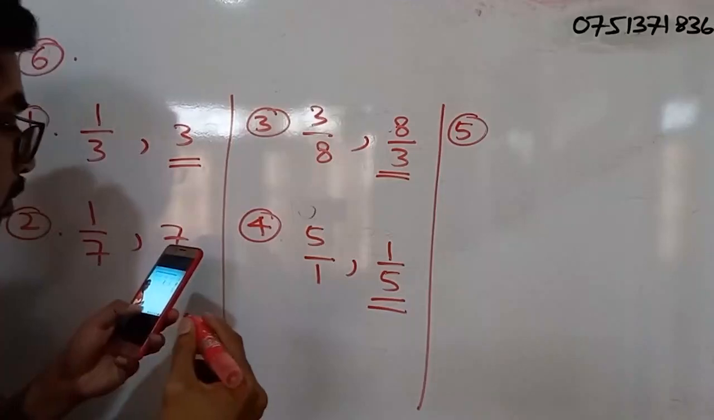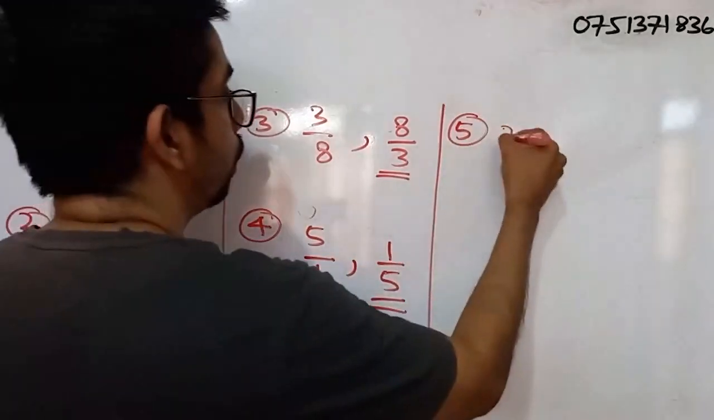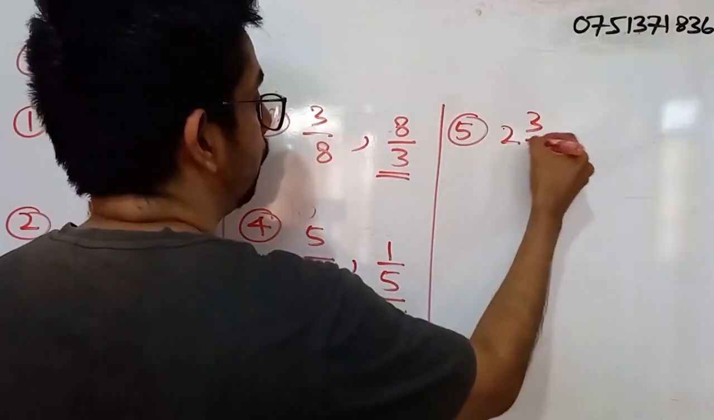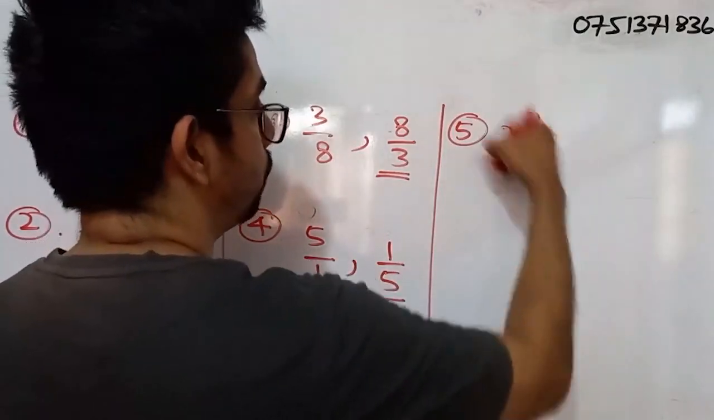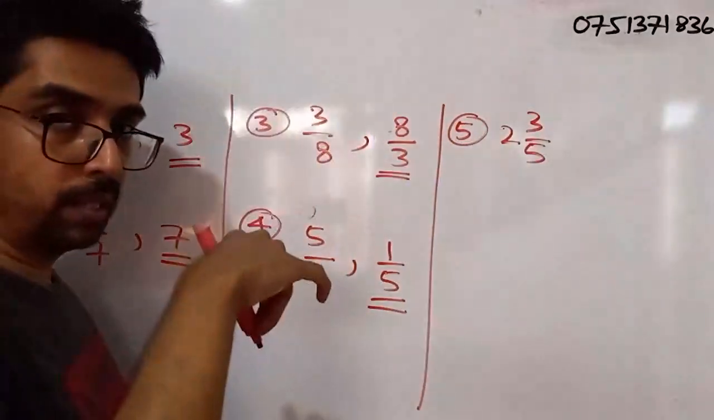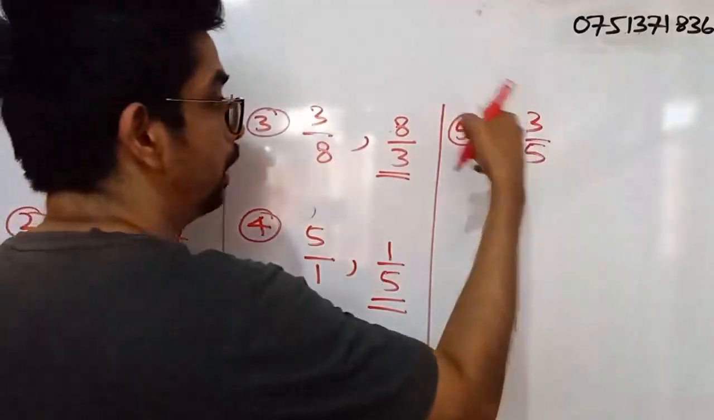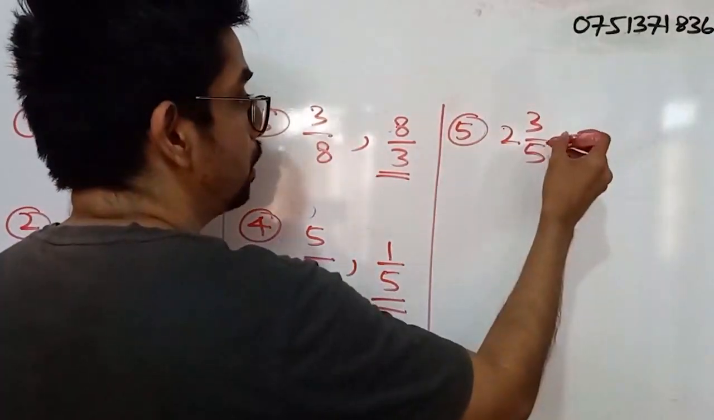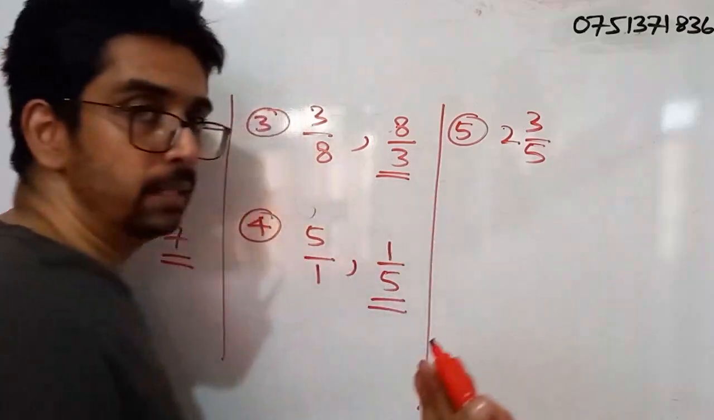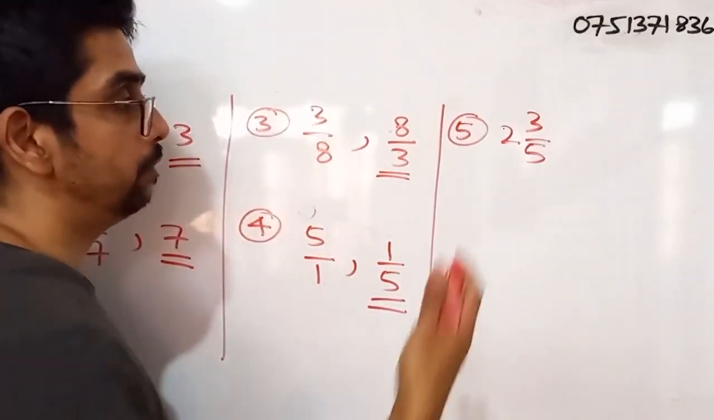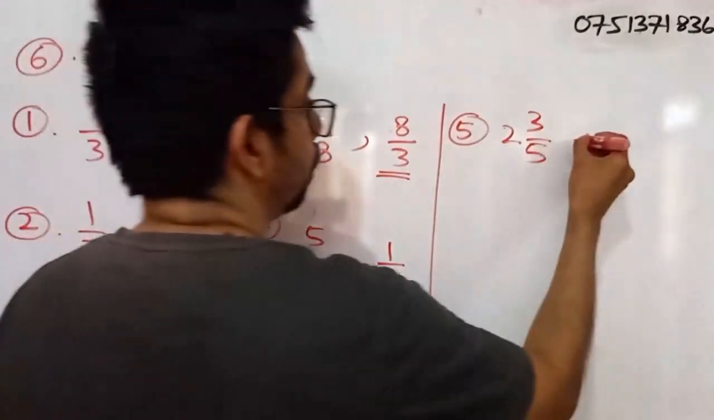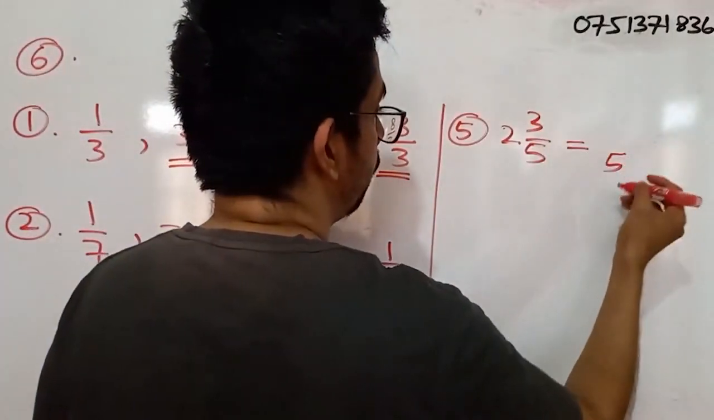Part 5. So I have 2 and 3 by 5. So this is a mixed fraction. So in the question they are asking to write the reciprocal of the given fractions. So this is a mixed fraction. So before we do any further simplification, we have to convert this into what? Improper fraction.